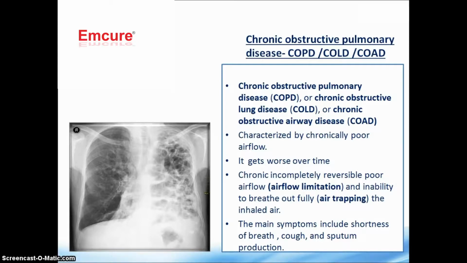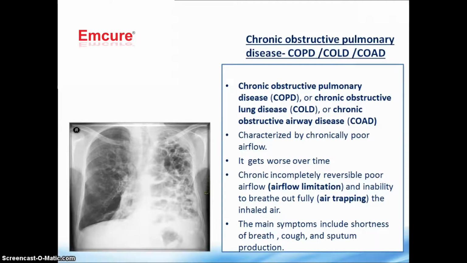This is characterized by chronically poor airflow. It gets worse over time, and chronic, incompletely reversible poor airflow characterizes COPD, along with air trapping, that is, an inability to breathe out fully the inhaled air. So there will be a limitation to the airflow, along with an inability to breathe out the air which has been inhaled. So the two points which characterize COPD are: first is airflow limitation, and second is air trapping.